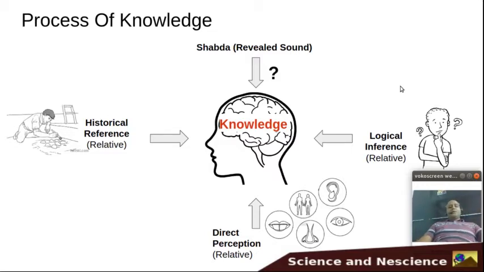And then the third process is historical reference. Historical reference means you do some archaeological survey or you study some historical records, and that's how you gain information or basically knowledge. So it could be related to what is the origin of human beings, how life came on earth, what is the process of creation of this universe, how the sun, stars, and the universes came into being, and to have some reference about what happened in the past.